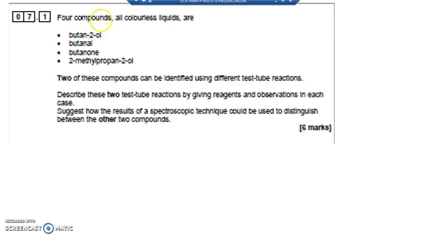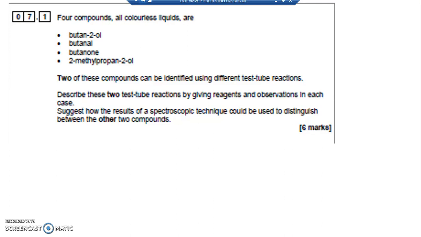Butanal is an aldehyde, so that can be tested with warm Tollens reagent. Put the word warm in as well, because at A2 you're going to need the word warm. Warm Tollens reagent will give a silver mirror, or if that wasn't available, then you could use Fehling solution, which would give a brick red precipitate. Either of those two tests are fine.